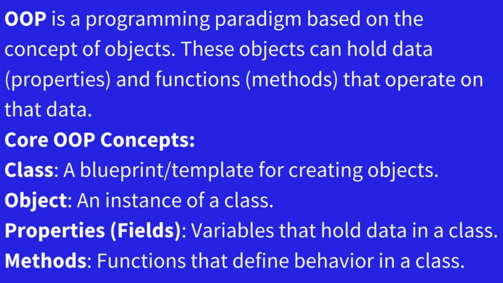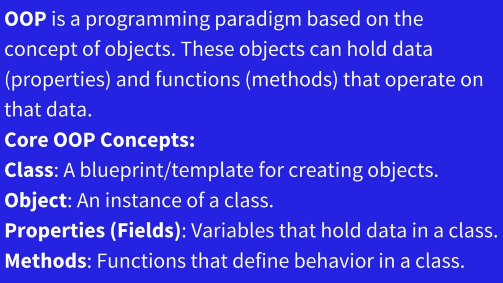Object-Oriented Programming, or OOP, is a powerful programming paradigm that revolves around objects. These objects serve as building blocks containing both data, known as properties, and functions called methods that operate on this data. Let's break down the core concepts of OOP.